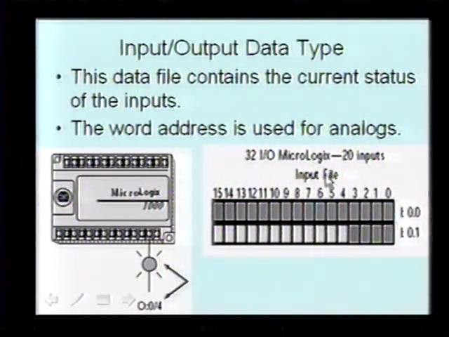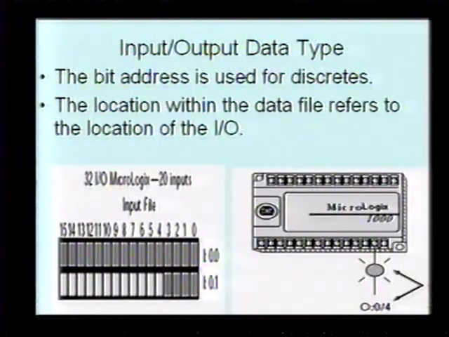If you wanted to look at all the first inputs on this 20 input card, I:0.0 is a 16-bit word, so it goes from 0 to 15. Then you've got 4 additional bits. I:0.1 is the last 4 bits. The bit address is used for discretes. The location within the data file refers to the location of the I/O.